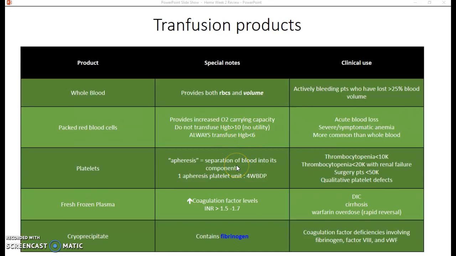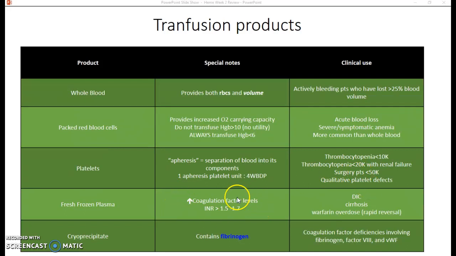So, getting platelets. You mainly do that for very extreme thrombocytopenia or if they need surgery. And if they have renal failure, renal failure also affects platelet function. Uremic platelets don't work very well. So if they have thrombocytopenia below 20, you're also going to want to give them platelets because they're at the same high bleeding risk. You also want to replace platelets in people who have qualitative platelet defects.